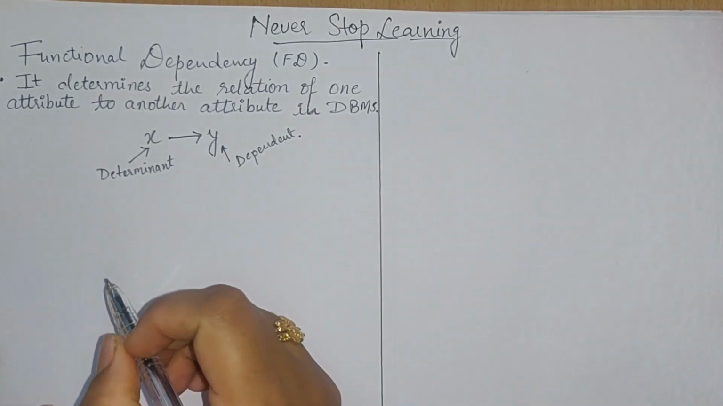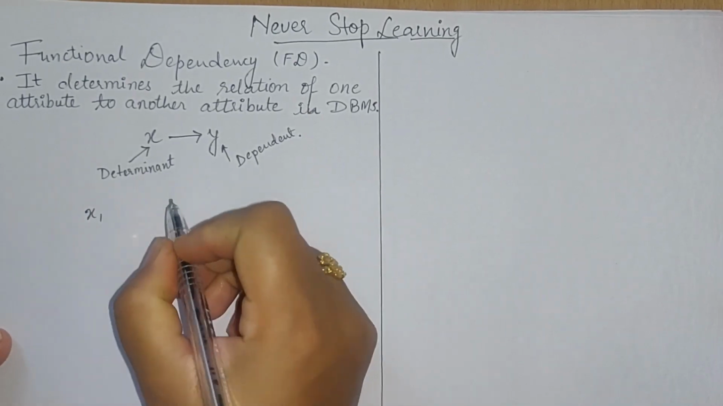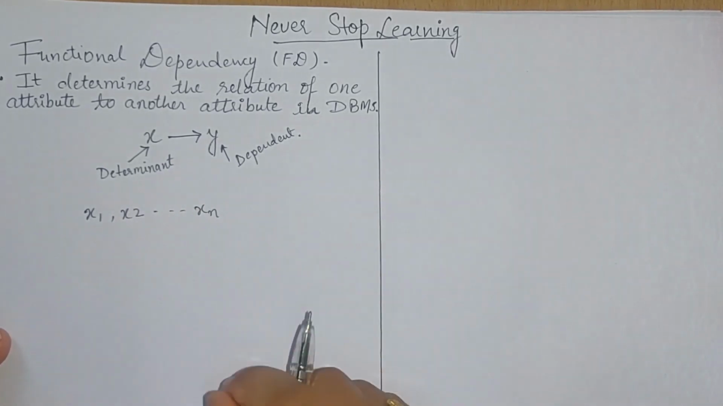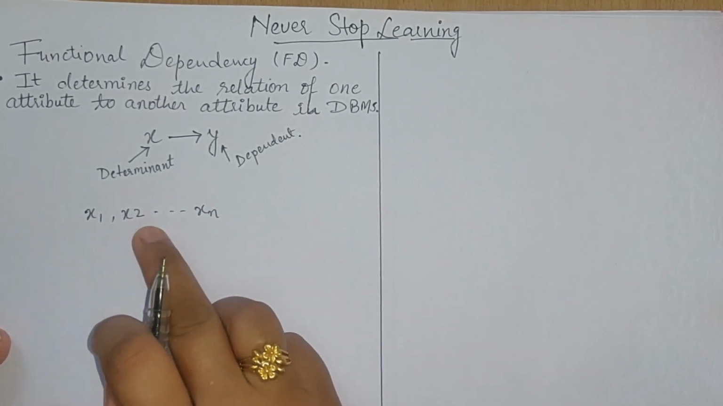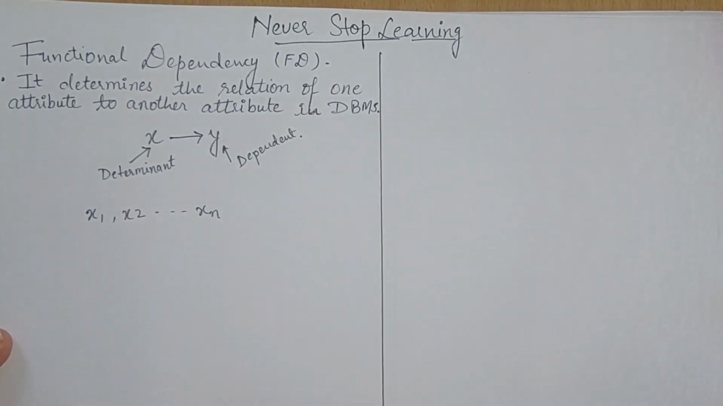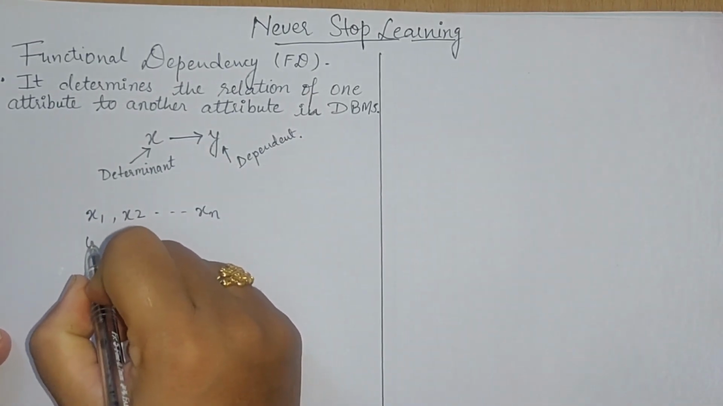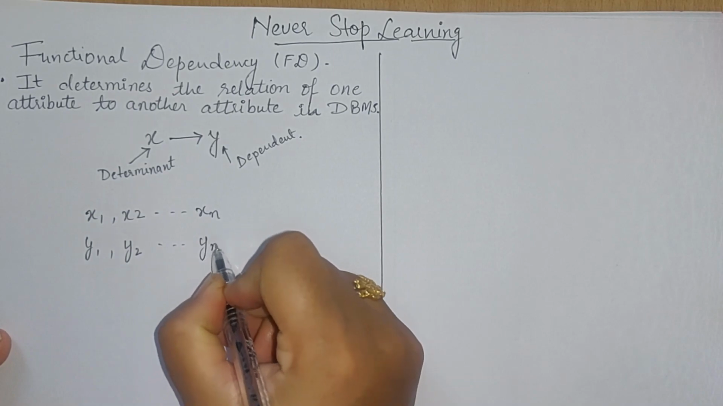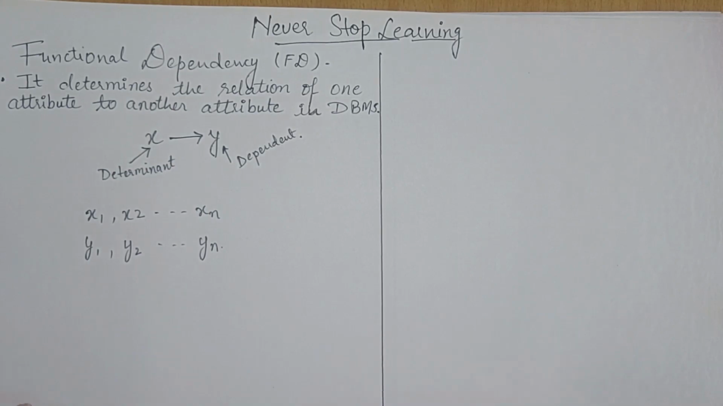For example, if I am having few tuples, for example, x1, x2, like this till xn. What we are saying is that if we have the same values of attributes x1, x2 to xn, then those tuples must have the same value for y also. If I am saying that y is dependent on x, then whatever value of x I have, the same value of y I should have. Why is this definition so complicated?